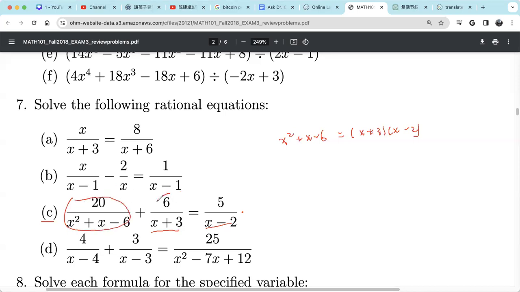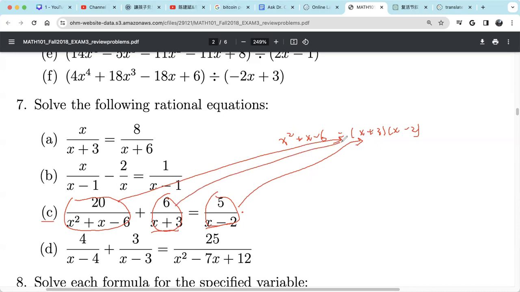We look at this as one term, this as one term, and this as one term. So every term we want to multiply by this least common denominator. On the left-hand side, the first term, when we multiply, we get a 20, because the numerator and denominator are the same, so they cancel each other, and we're left with 20.